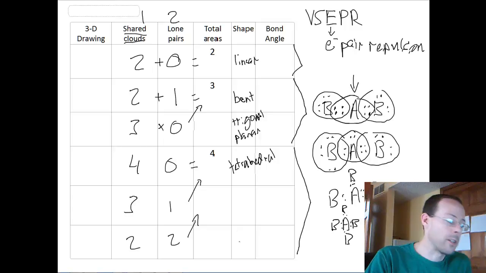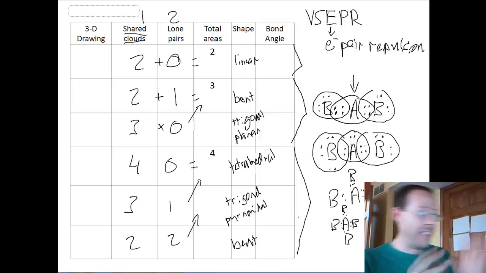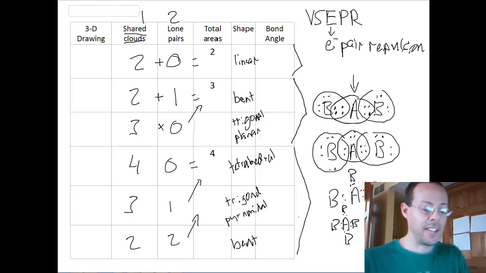If we have 2 and 2, we're just going to skip to this one. It's going to be bent. And then our last one is going to be trigonal pyramidal. Alright, and that is part 1 of VSEPR.